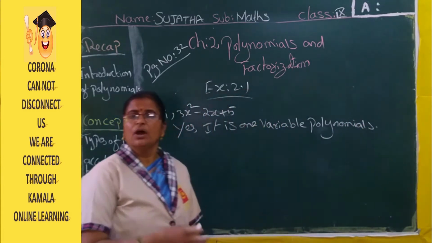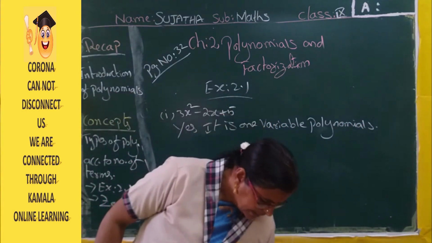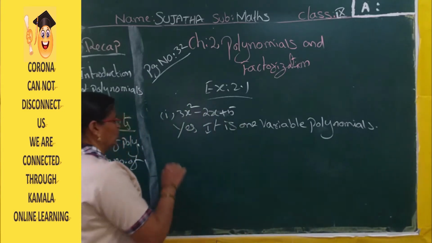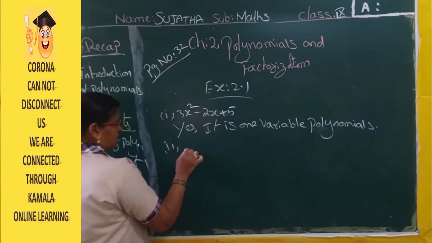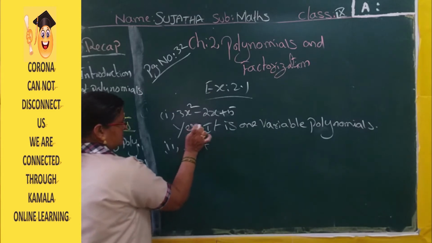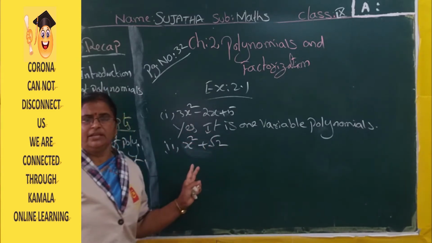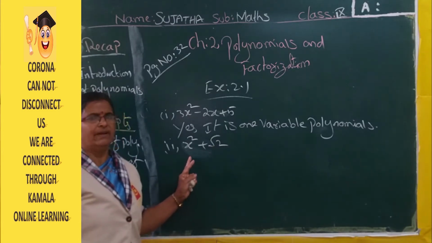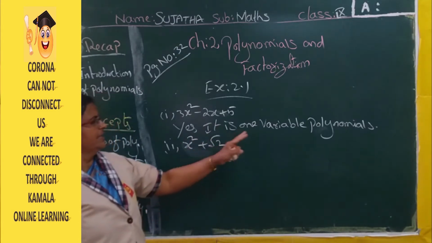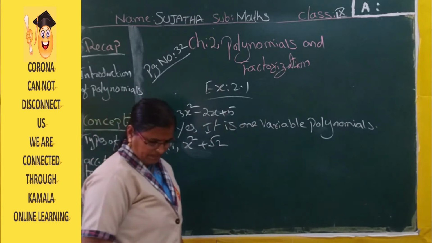Understood? Like this you have to write. Now second one, x square plus root 2. It is a one variable polynomial. Yes, x only one variable. So, yes, it is one variable polynomial.